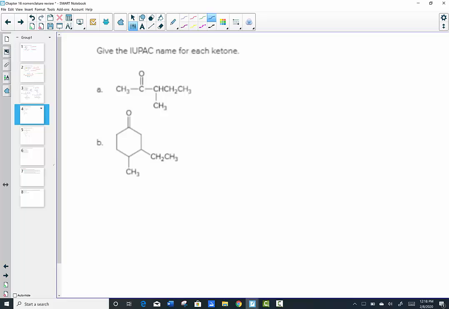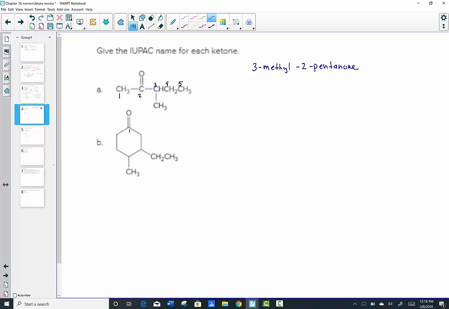These are now ketone practices. Ketones end with O-N-E. I know that the ketone gets the priority when numbering. We find the longest carbon chain. Let's see, at position 3, we have a substituent branch of a methyl. And at carbon 2 of a 5-carbon chain, there is a carbonyl to make a ketone. 3-methyl-2-pentanone.